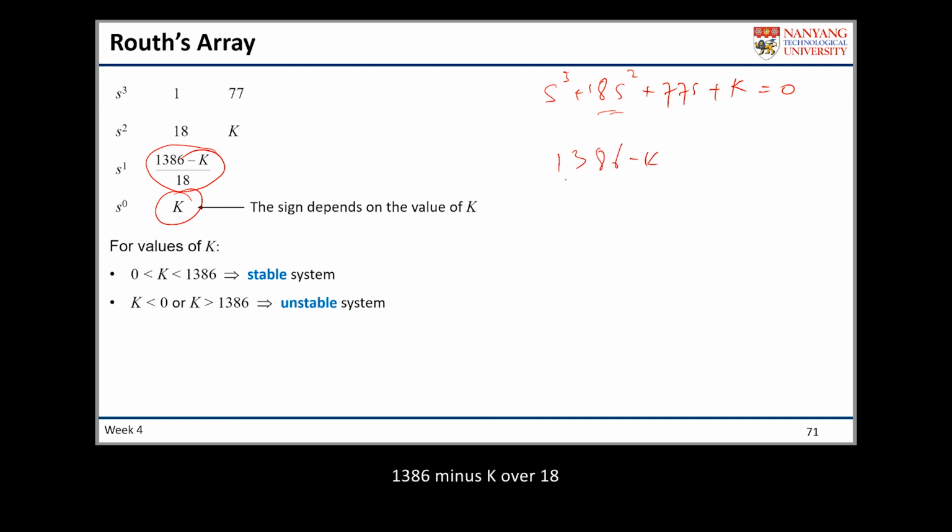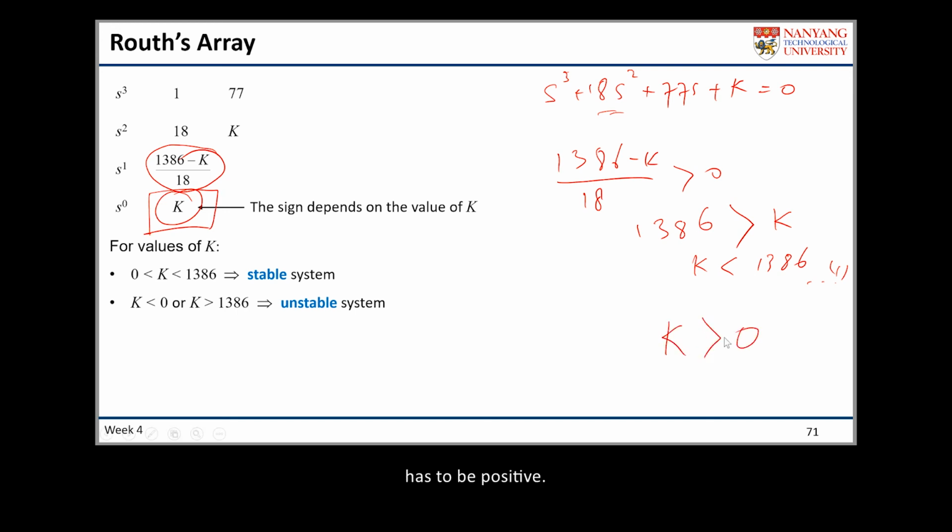1386 minus k over 18 should be positive. That means 1386 should be greater than k, or k is less than 1386. That is the first requirement. The second requirement, from the last row, is that k has to be positive.